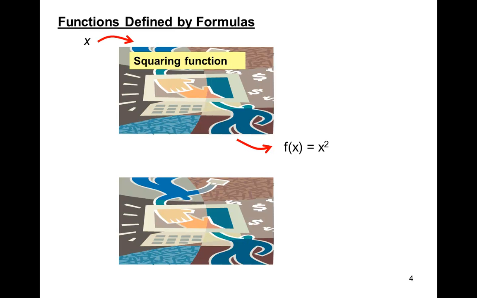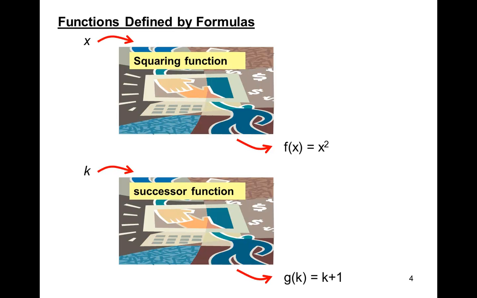As another example, feed in an integer k as the input, run it through the successor function, and out pops the output g of k, which is equal to k plus 1, which is the next integer, its successor.